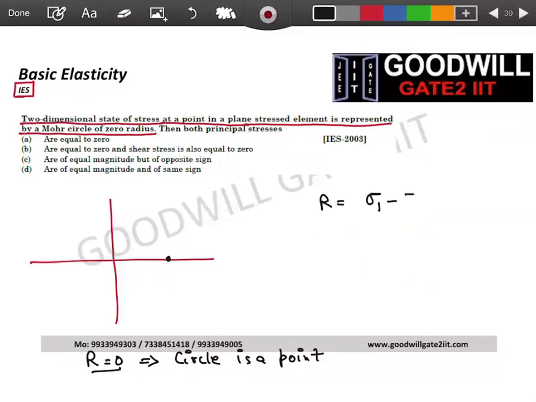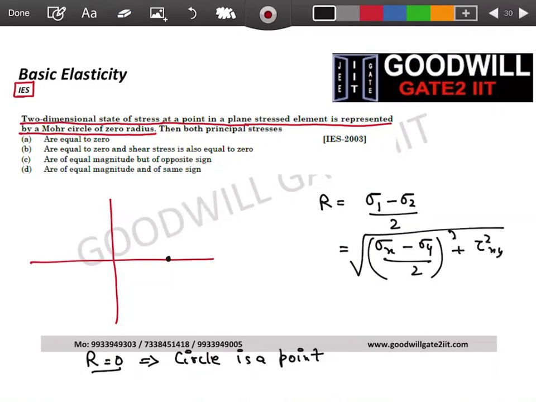Sigma 1 minus sigma 2 divided by 2. This is one formula. Or, under root, sigma x minus sigma y divided by 2, whole square, plus tau xy square. Any one of the formulas. Can you tell me in which case the radius will be 0? Can I say from this formula that the radius will be 0 if sigma 1 is exactly equal to sigma 2?